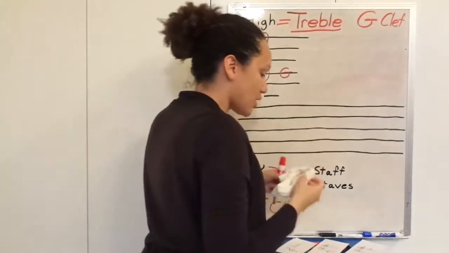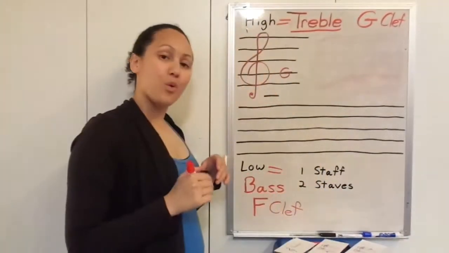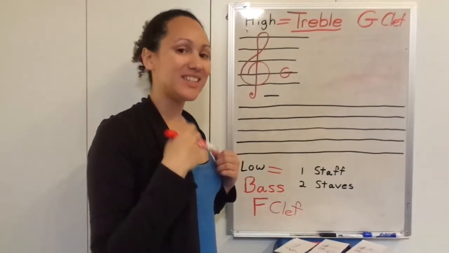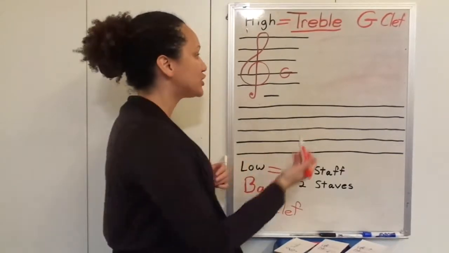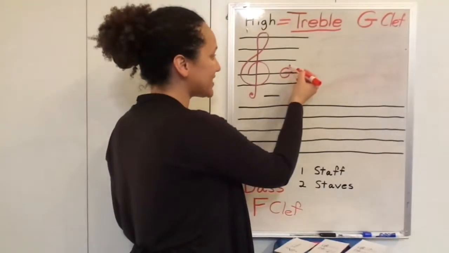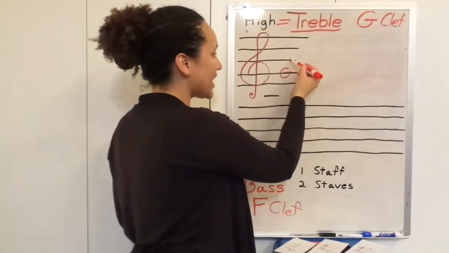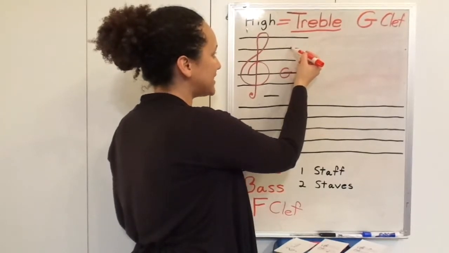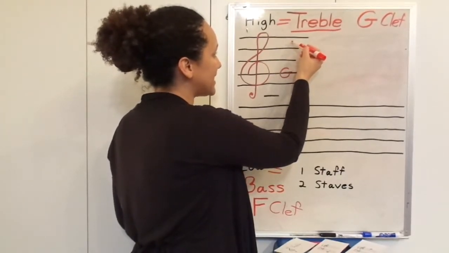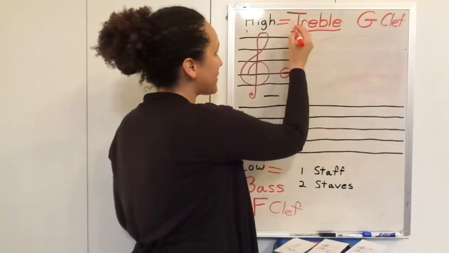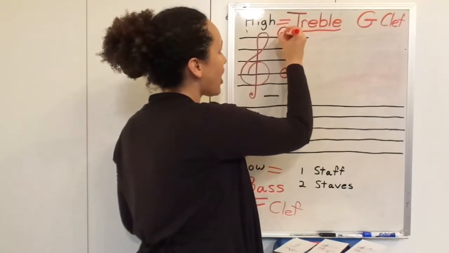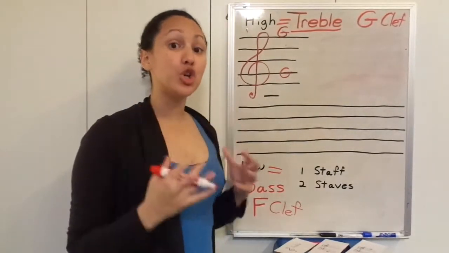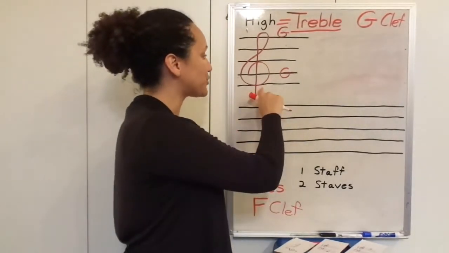Because what's above a G? An A. A, B, C, D, E, F, G, A. So we know if this line is G, then this space has to be A. The line has to be B, the space has to be C, the line has to be D, the space has to be E, the line has to be F, and finally, sitting on top, like the king of the world, is our G. So we have two G's prominently placed on the treble clef.